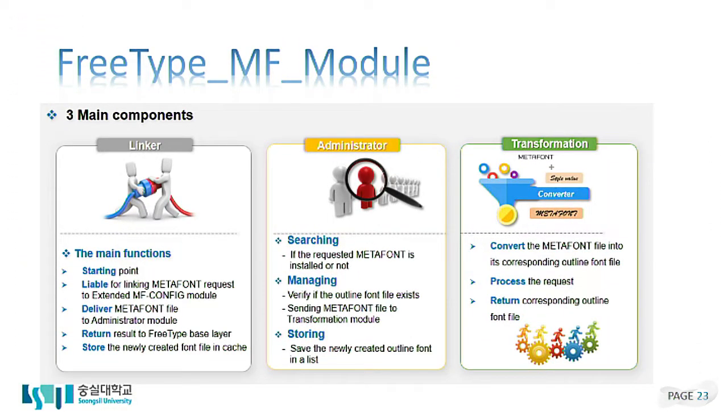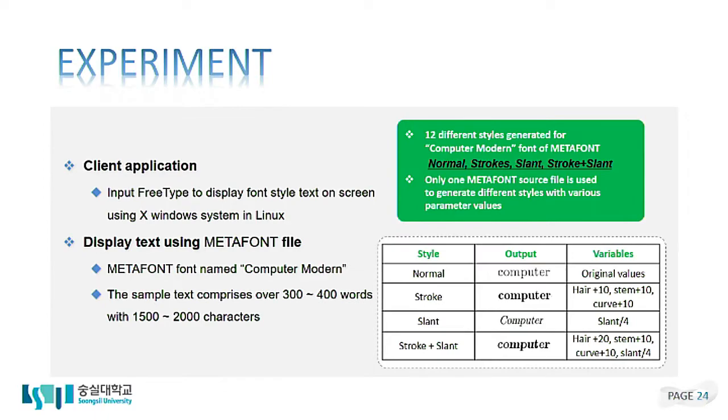Those are the 3 modules, and now the experiment. In the client application, input a Freetype request to display font-styled text on screen using the X Windows system in Linux. It displays the text using a Metafont file. For one Metafont font name, the sample text is comprised of 300 to 400 words, that is 1,500 to 2,000 characters. We use some parameter values.